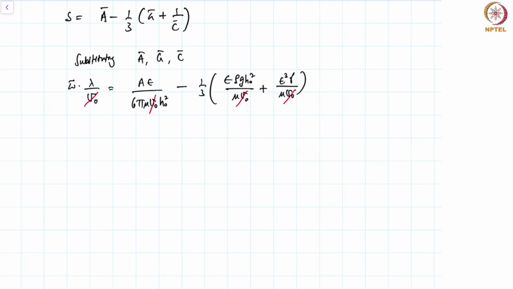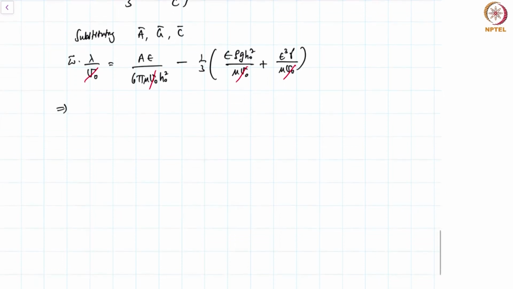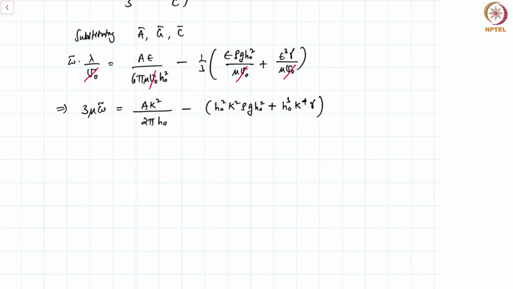The characteristic velocity will naturally disappear, and therefore what we have now is 3 mu omega tilde will essentially become A k square by 2 pi h naught minus h0 square k square rho G h0 square, and finally I have the surface tension term, which is h0 cube k power 4 times gamma. Right?